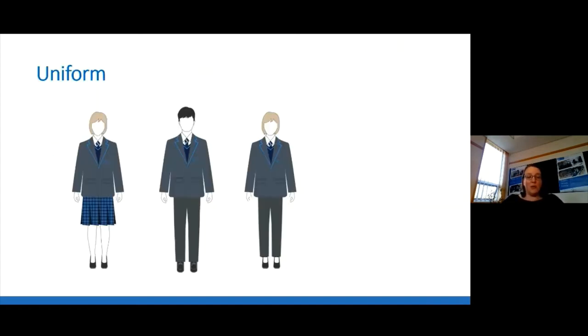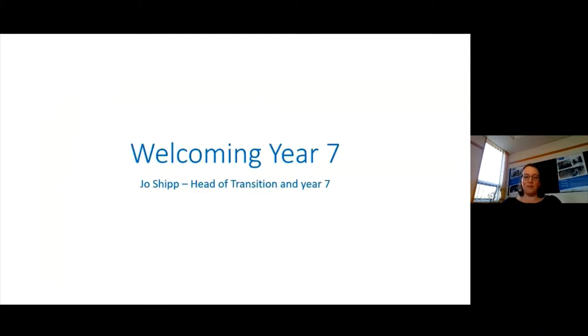Ready to Learn also covers our uniform. We're very proud of our uniform. We think it demonstrates a real set of high expectations, and actually, more importantly, it gives everyone a sense of pride and a sense of community. If students arrive to school and they aren't in uniform, then we ask them to put on some of the stock of uniform that we've got, so everyone feels that sense of belonging.